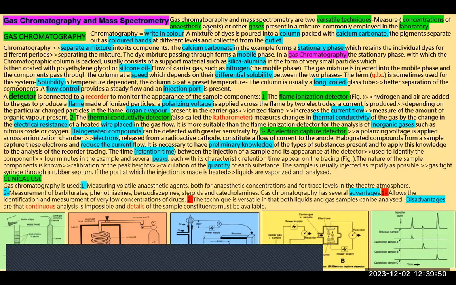It measures the concentration of anesthetic agents and other gases present in the mixture, commonly employed mainly in the laboratory, not in the operative theater. Gas chromatography. Chromatography means "write in color," literally.